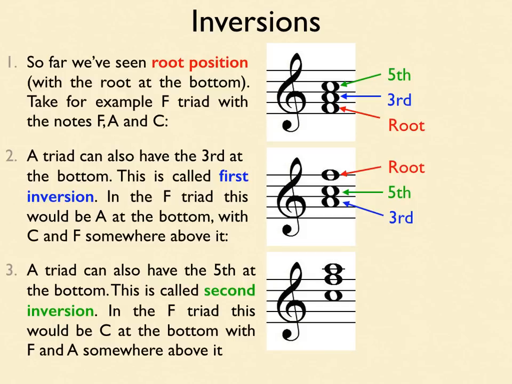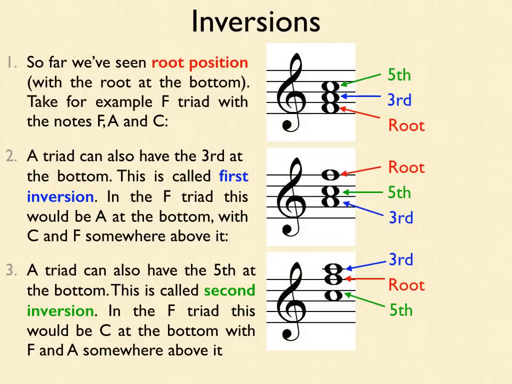A triad can also have the fifth at the bottom, and this is called second inversion. So again, just to use the F triad for familiarity, this would be the C at the bottom with the F and A somewhere else above it. So there you can see your C is your fifth, and that's at the bottom of the triad, followed by the root and the third, and again that root and the third can be anywhere above that fifth. Just as long as the fifth is at the bottom, that's what makes it second inversion.